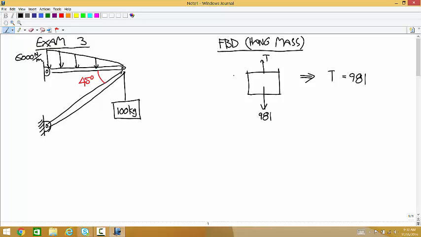In dynamics, you can't. If you got rid of this diagonal arm, and put a motor on this so everything was accelerating, the tension in that cable isn't 981 anymore. So careful next semester. But for now, the tension in that cable is always just going to be the weight of the thing hanging from it.